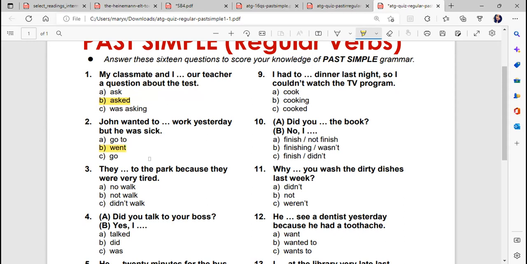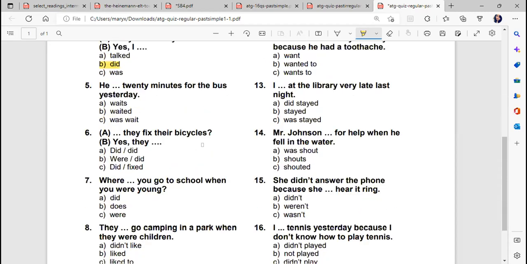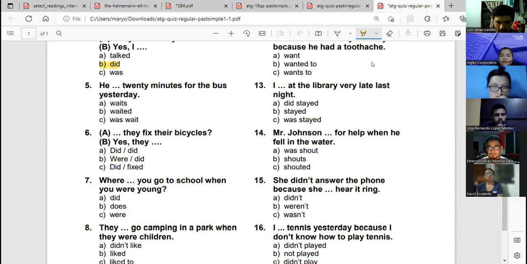Okay. Thank you, Diana. Number 3 and 4, Emerson. They didn't go to the park because they were very tired. Okay. And number 4. Did you talk to your boss? Yes, I did. Yes, I did. Okay, perfect. Now, let's go with 5 and 6. 5 and 6, Javier.